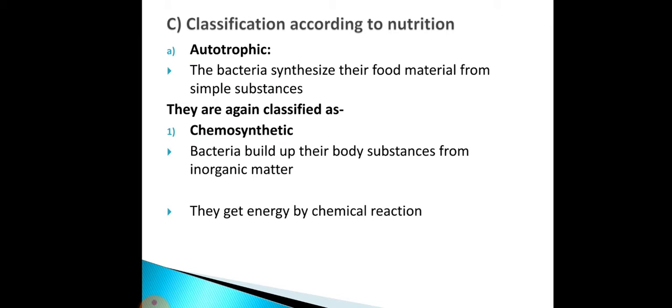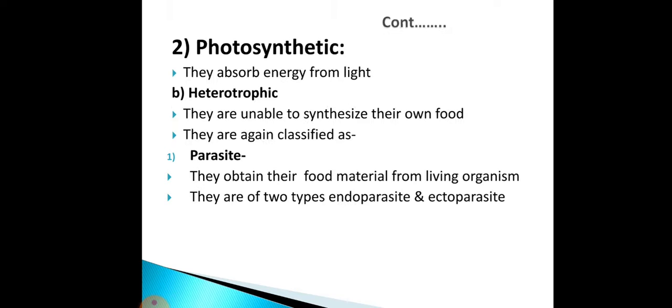Then we will see the classification of bacteria according to nutrition. That is autotrophic bacteria. The bacteria synthesize their food material from simple substances. That bacteria we call autotrophic bacteria. They can synthesize their own food with the help of simple substances. They are again classified as chemosynthetic, meaning the bacteria build up their body substances from inorganic matter. They get energy by chemical reaction.